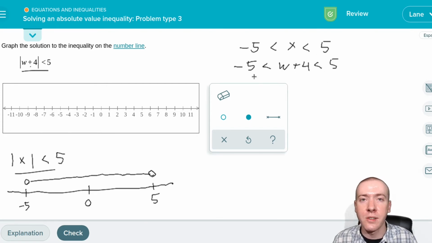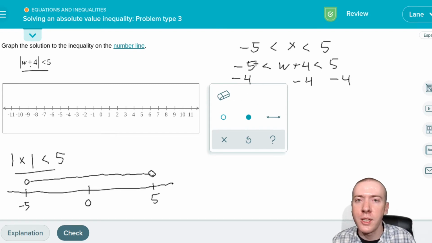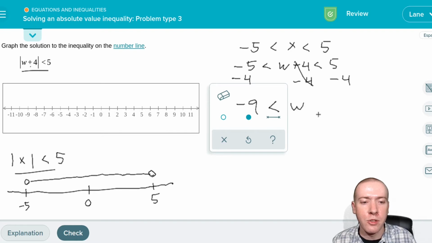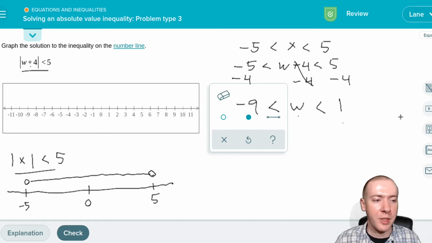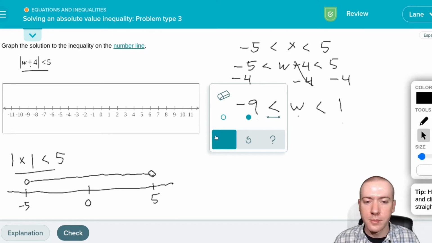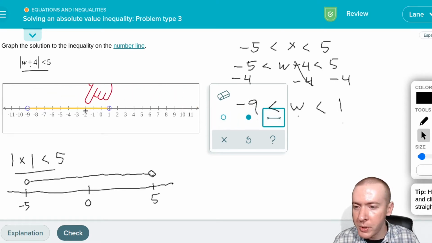And now we can solve this for w. If we subtract 4 from all three sides like this, on the far left over here, we're going to have negative 5 minus 4, that's negative 9. Then we have a less than sign. These plus 4 and minus 4 cancel out, so there's just w in the middle. On the right-hand side, we have 5 minus 4, which is 1. So w is in between negative 9 and 1. So I'm going to put that on the graph. So we put the negative 9, we put the 1, and we put the line between them.